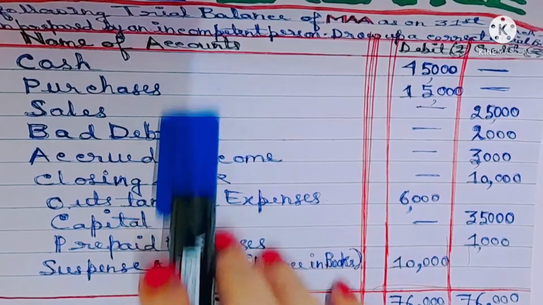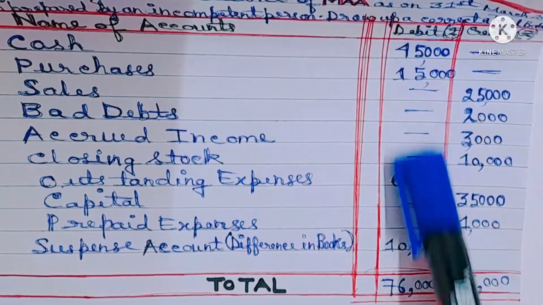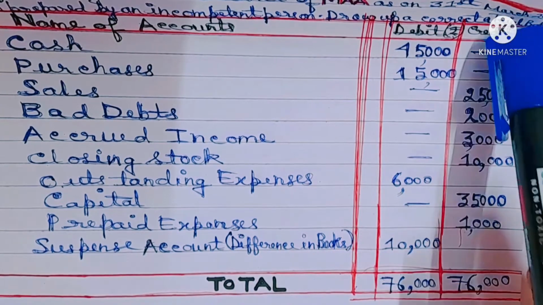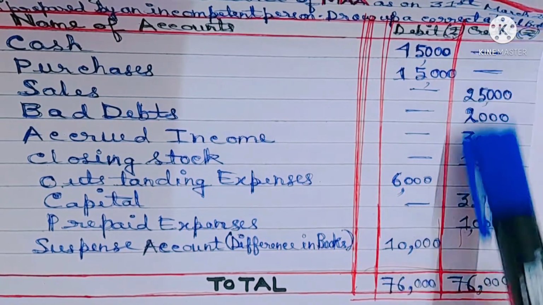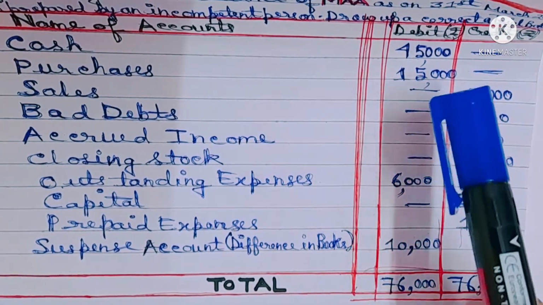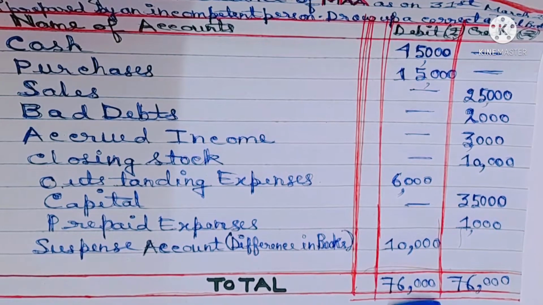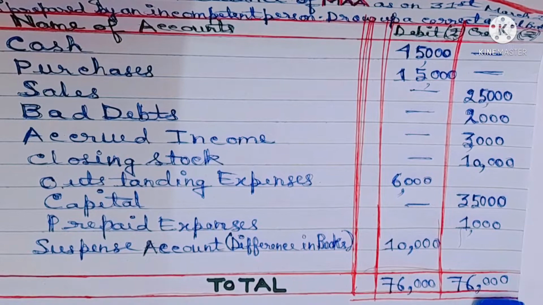The names of accounts are given here. The debit column amounts are given here. And the credit column amounts are given here. The total of the debit column is 76,000. The total of the credit column is 76,000. The trial balance did tally.